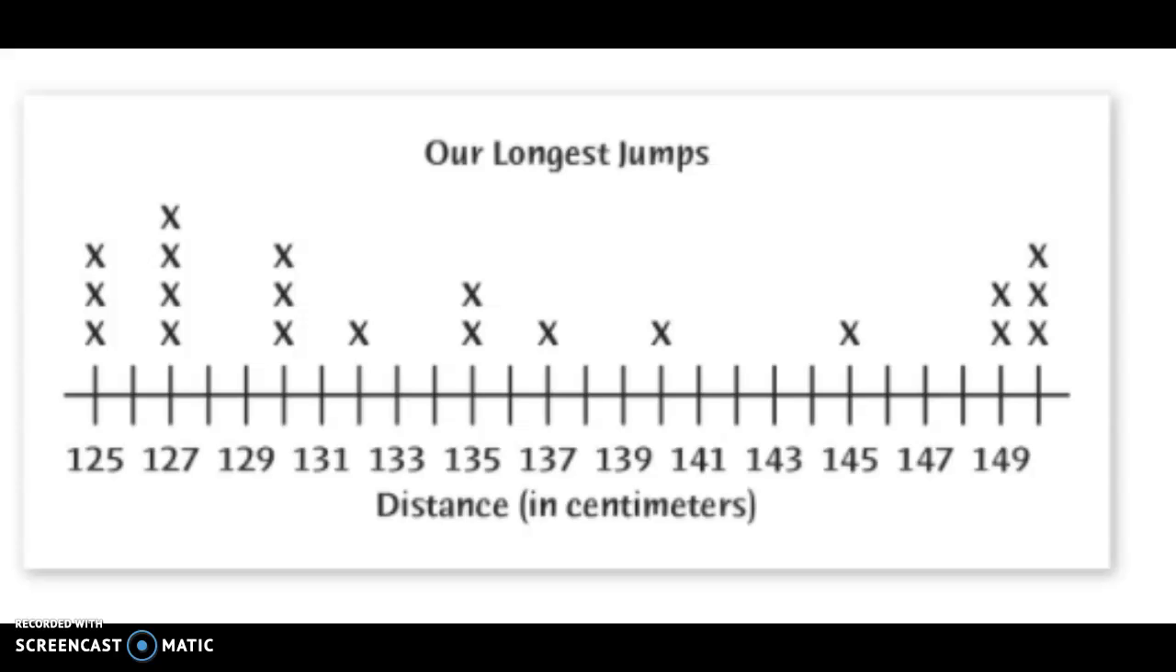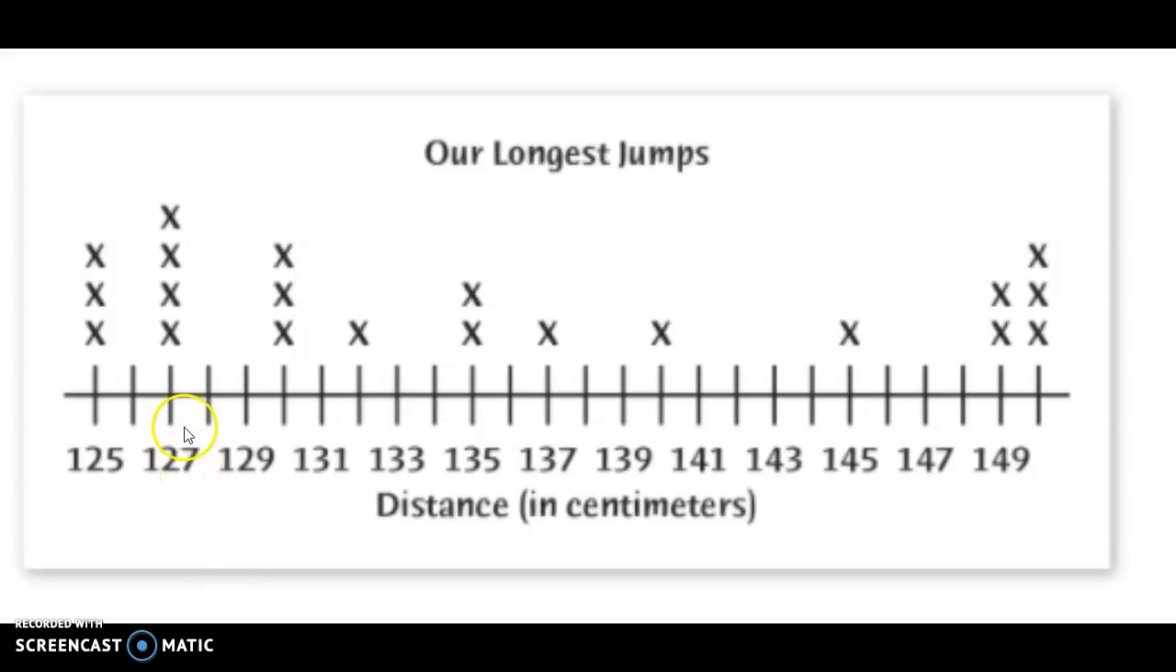Think about anything else that you notice from the line plot. When I look at the line plot, I notice that we had several people around the 125 to 127 mark, and then several people from 149 to 150. So we had several people that jumped at 125 to 127 centimeters and from 149 to 150 centimeters. So remembering that each X on our line plot represents one person, how many people do you see that had 127 centimeters as their longest jump?